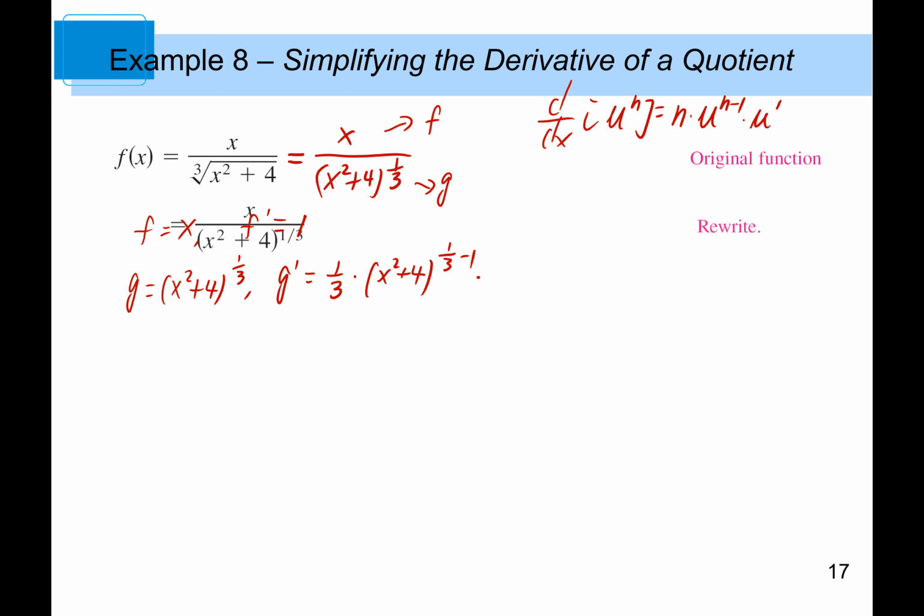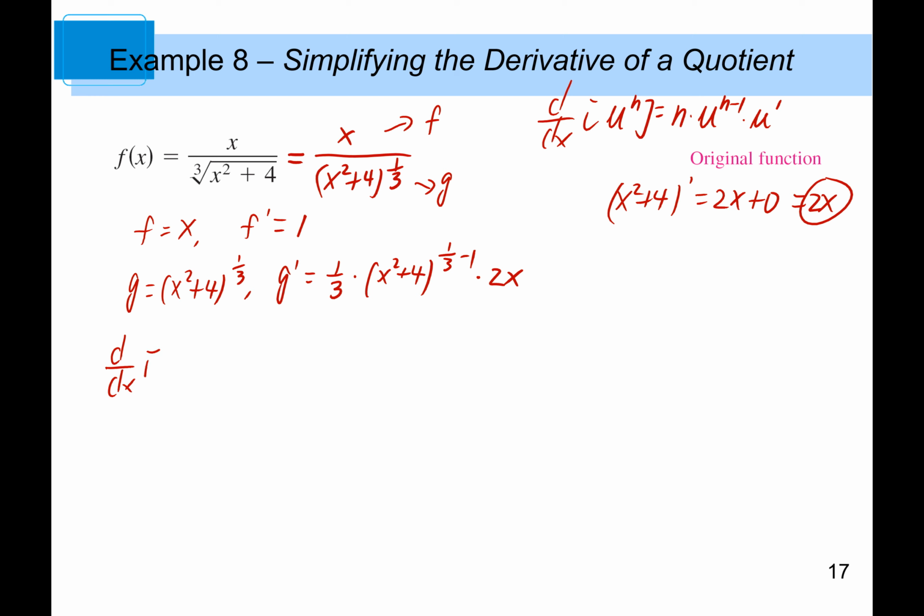And times u prime. u prime is the derivative of x squared plus 4. The derivative of x squared is 2x, the derivative of 4 becomes 0, so it's just 2x. That means you're going to multiply by 2x here. All right, then after that we can find the derivative. So it's basically f over g, right? So it's f prime g minus f g prime, divided by g squared.